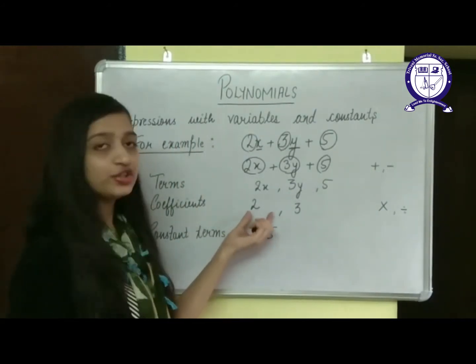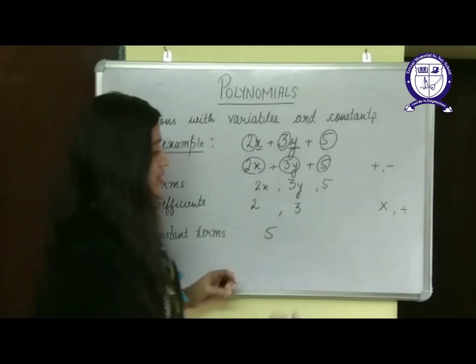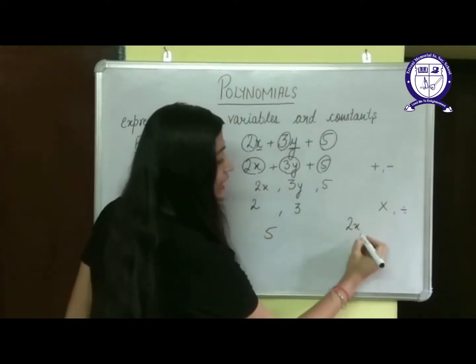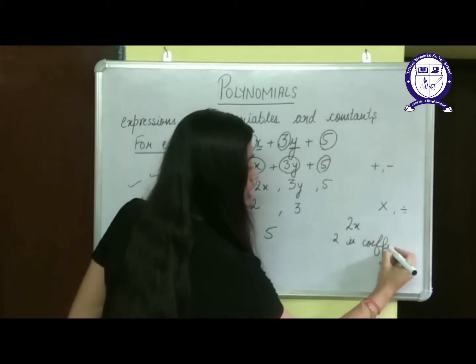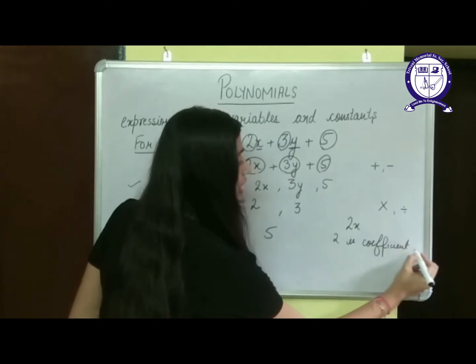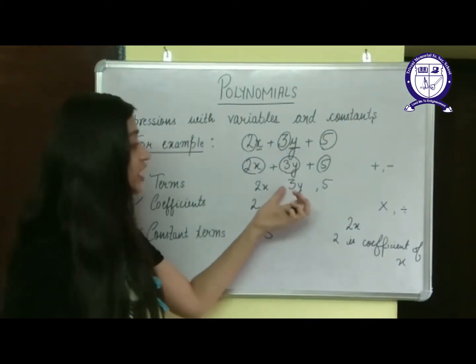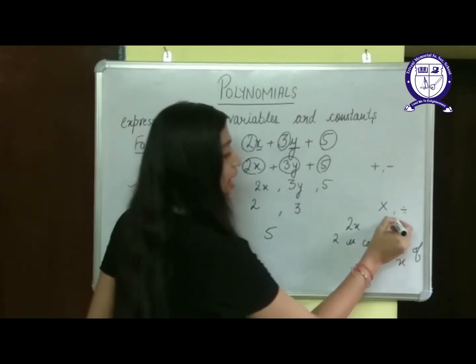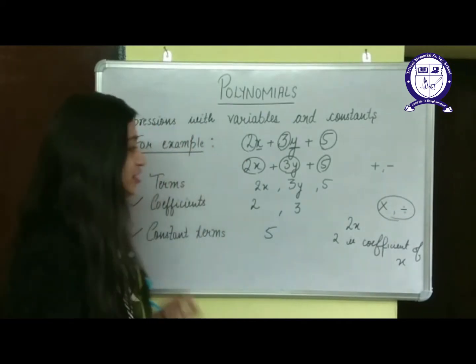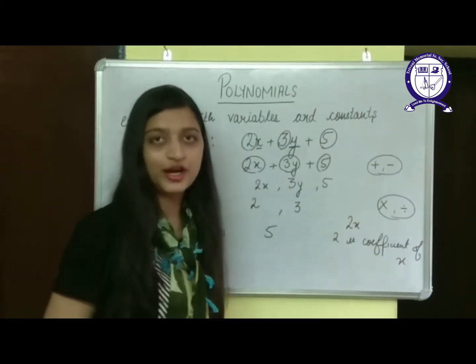Now it is very important to remember what the coefficients are. Like in 2x, 2 is the coefficient of x. If I am talking about 3y, then 3 is the coefficient of y. So a coefficient is attached by the sign of multiplication or division, and a term is separated by the sign of plus and subtraction.